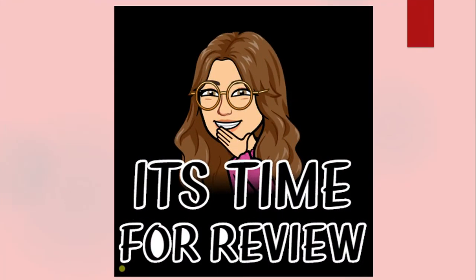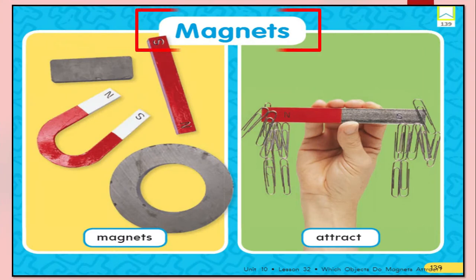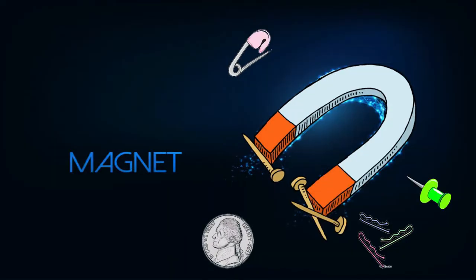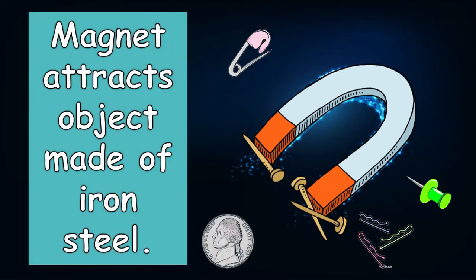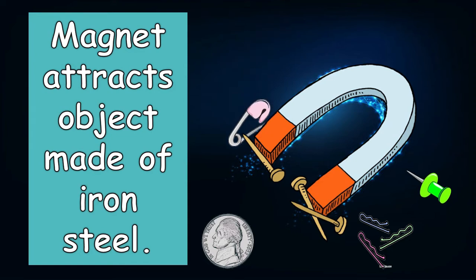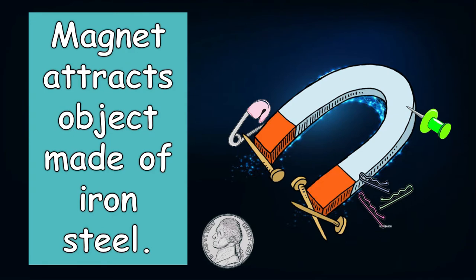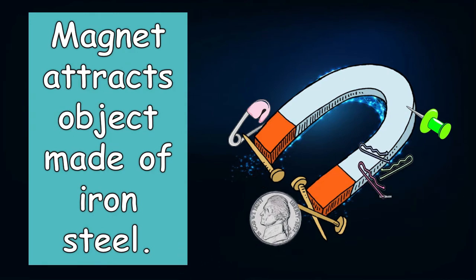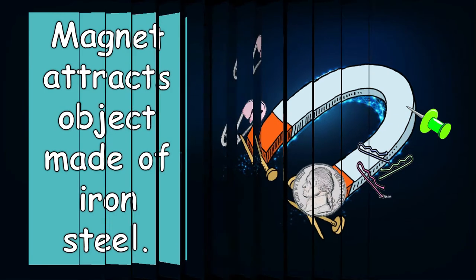Before we proceed to our next lesson, let us have a review about magnets. What is a magnet all about? A magnet attracts objects made of iron and steel. When we say iron and steel, they are metals. Let me show you things that can attract to metals: pins, push pins, hairpins, and a penny made of nickel.